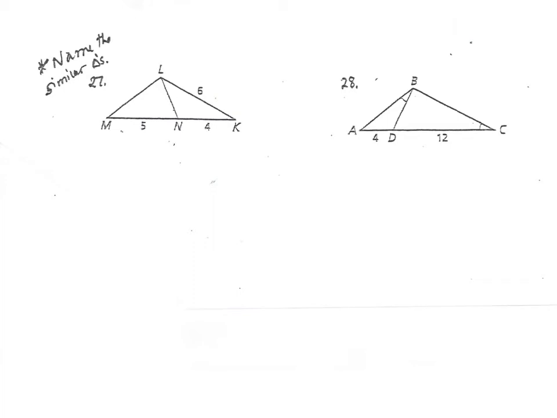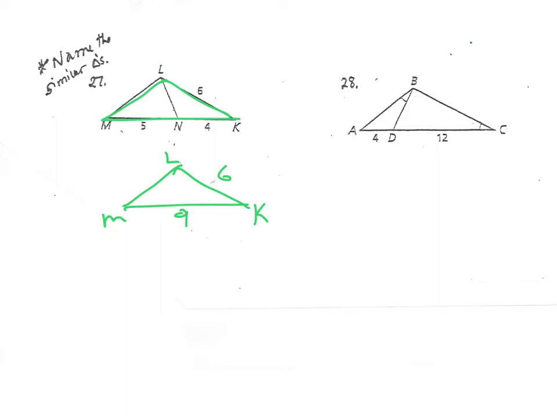I'm going to redraw triangles here, because I'm going to take triangle LMK, and I'm just going to redraw that underneath here. M is going to stay there. I'm going to keep it oriented exactly the same way, which means that this side is 6, and then the entire side is 9 MK, because we had the 5 and the 4 as the 2 parts.